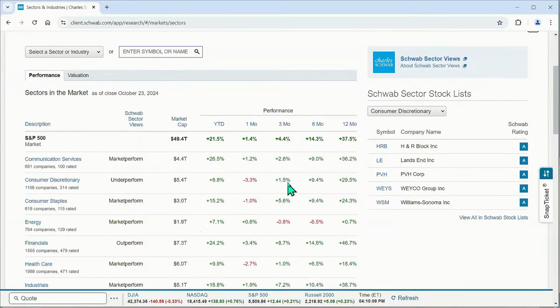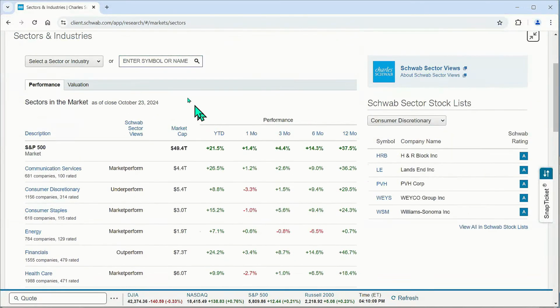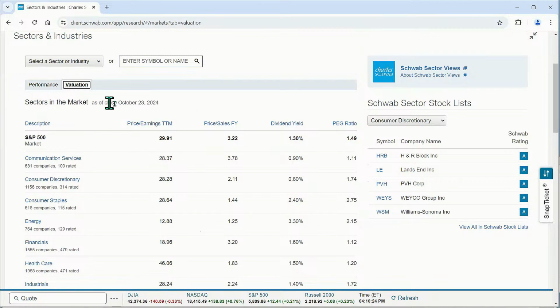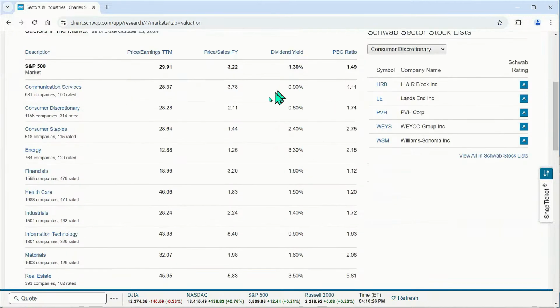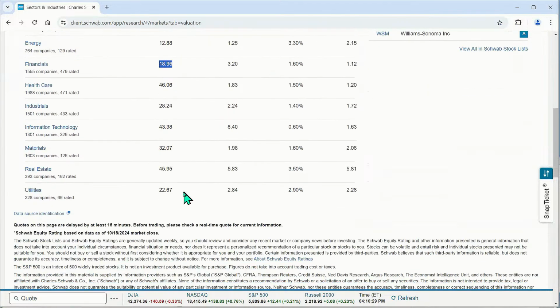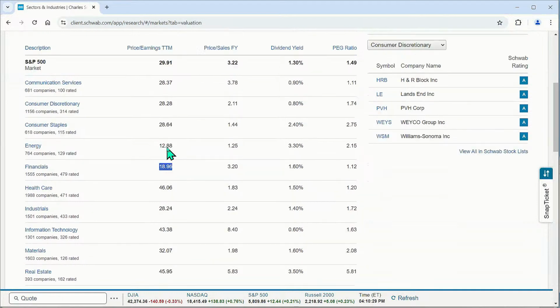Okay, so here's where we are, and I clicked on valuation. So that's what we're looking at. I'm kind of focusing on two areas here. I want to look at a PE ratio that's not ridiculously high. And you can see some are lower than others. Energy is pretty low on that. What's below 20? Financials is below 20. Just two are below 20 on that.